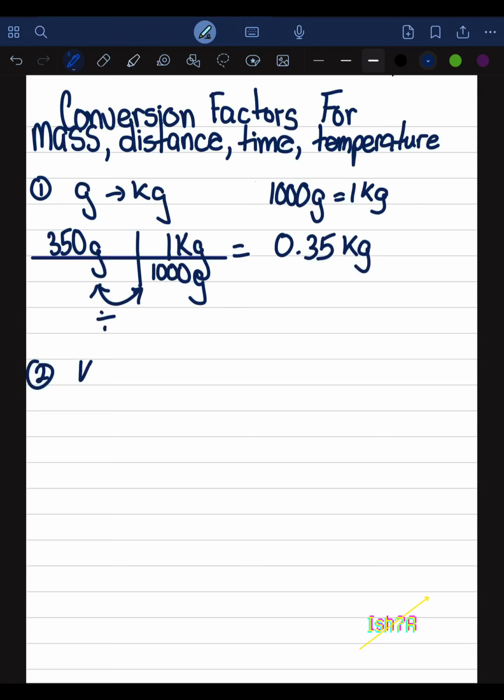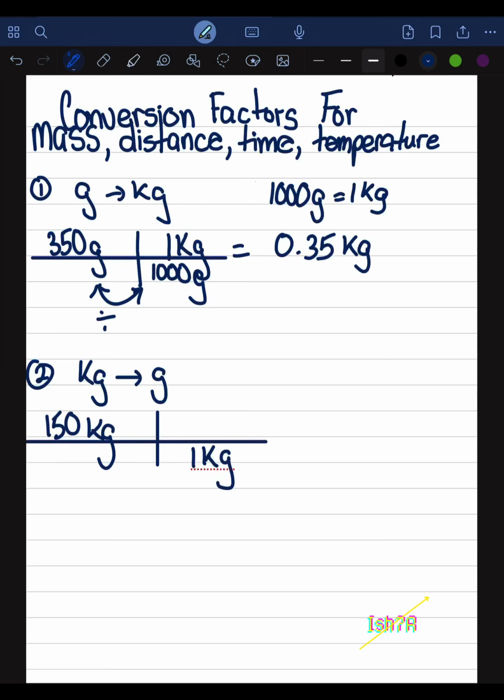And let's turn kilograms to grams. If we have 150 kilograms, convert it to grams, 1 kilogram equals 1,000 grams. And this time we're going to be multiplying it. That's going to be equal to 150,000 grams.